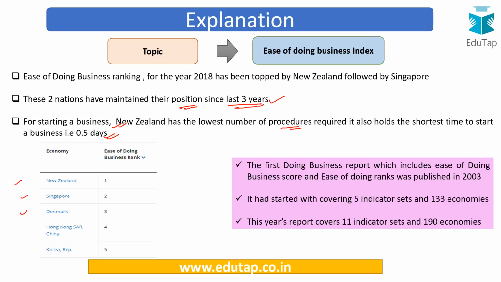It has been ranking countries since 2003, although earlier the economies covered were only 133 with 5 indicators. Later on, as it became an annual report, the number of economies increased. Now there are 190 economies in total with 11 indicators. So these are some very important pieces of information.